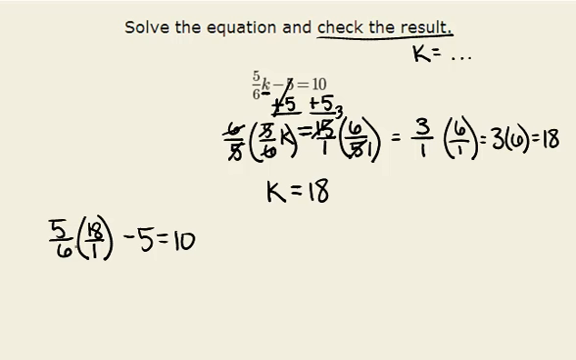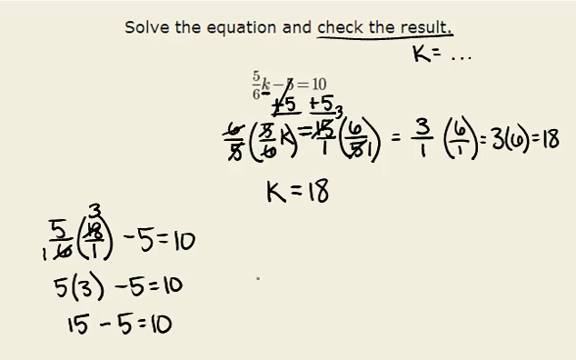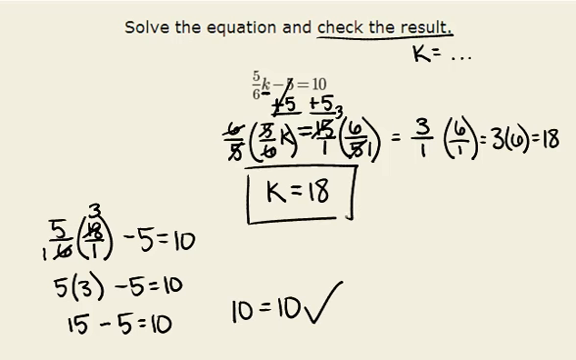Now 6 and 18 are multiples of one another, so 6 goes into 6 once and goes into 18 3 times. So we've got 5 times 3 minus 5 equals 10. That's a lot easier to work with now that we don't have that fraction. 5 times 3 is 15. Minus 5 equals 10. And you can probably tell already that 15 minus 5 gives us 10, so 10 equals 10. So our solution is correct. k equals 18.